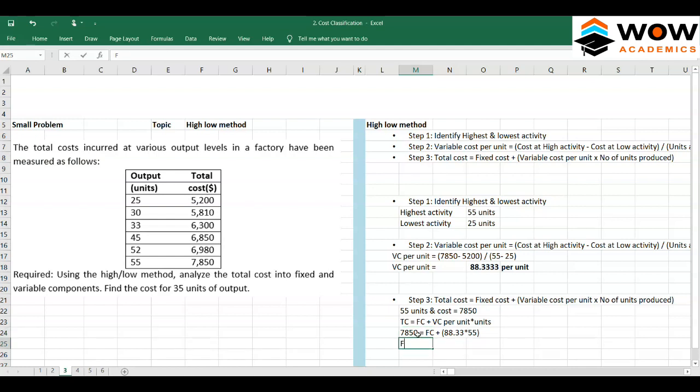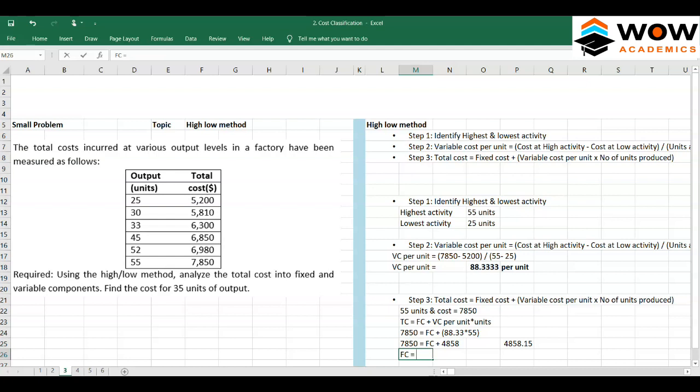Now fixed cost is equal to, or else I think we'll copy the same step. We'll first solve this part. Let's get the answer. So this part of the answer comes to 4858. Done.